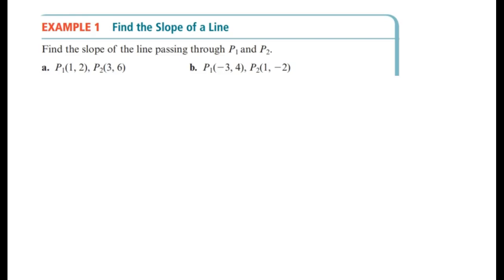All right, in this first video, we're just going to be looking at example 1a and finding the slope of the 2 points given in example 1a, and then we'll do a separate video for part B. All right, so we have the points 1, 2. So I'm going to sketch a graph of this.